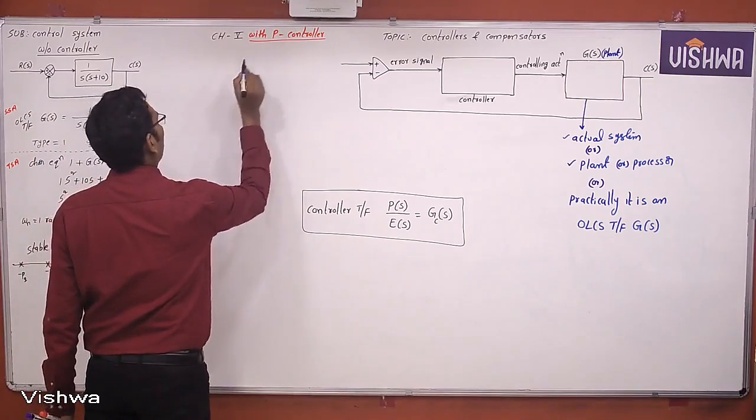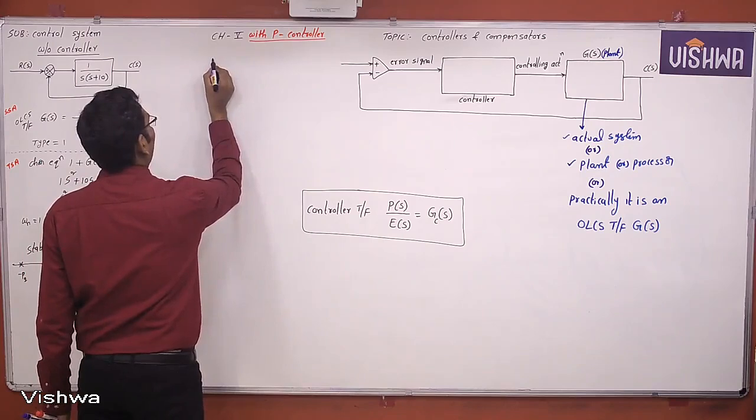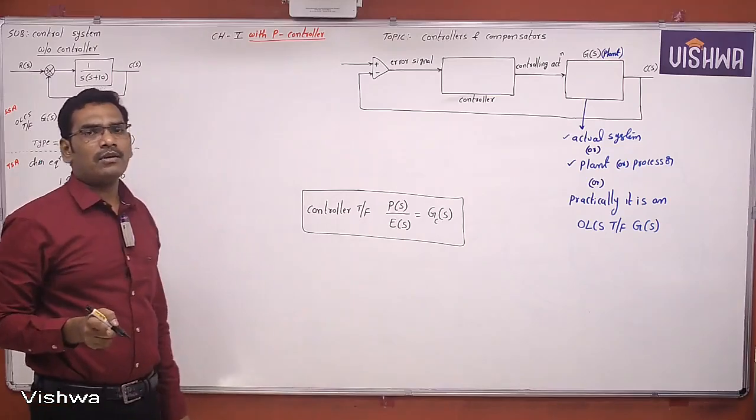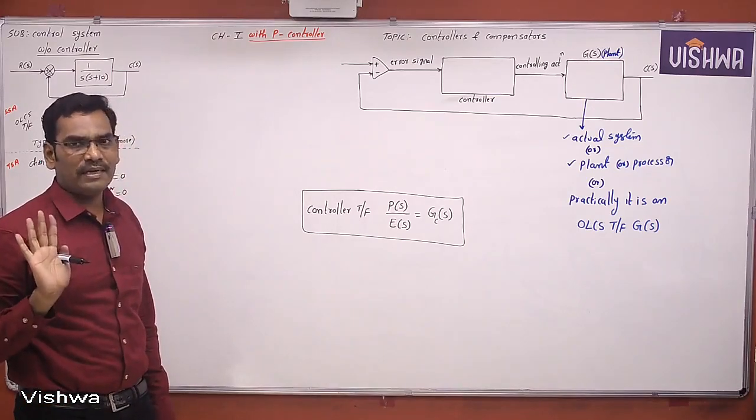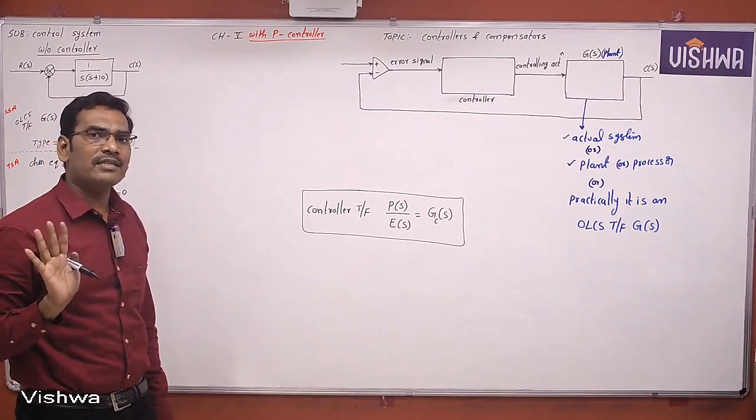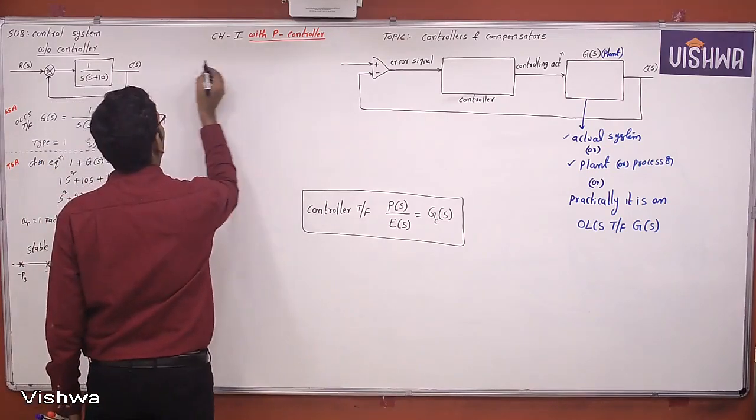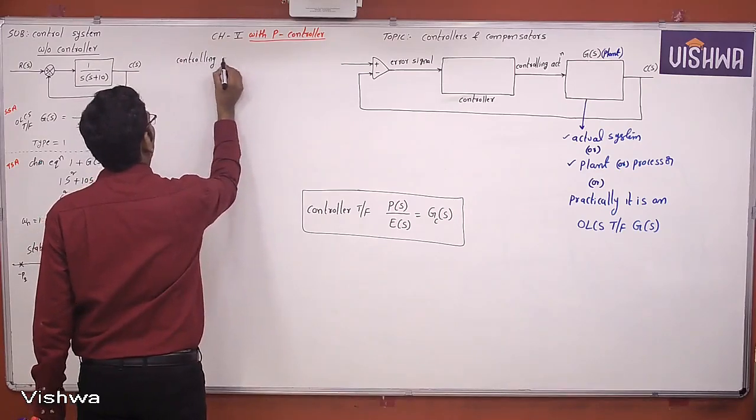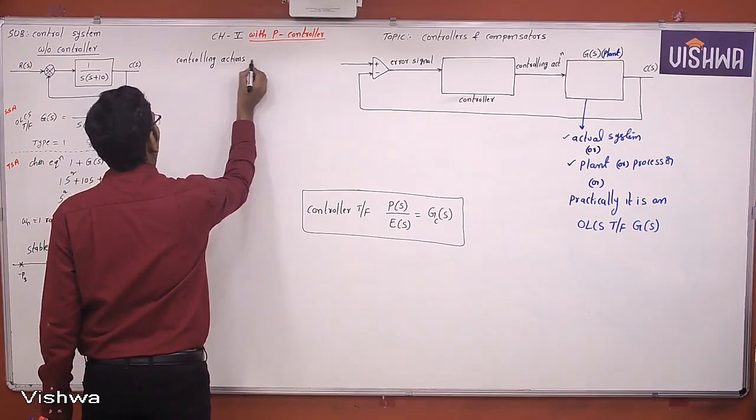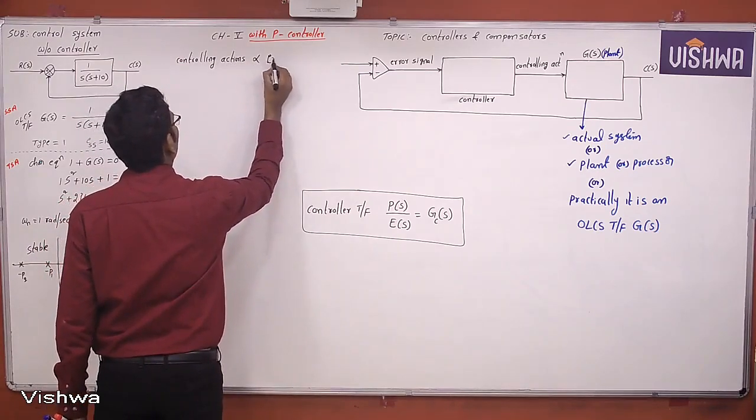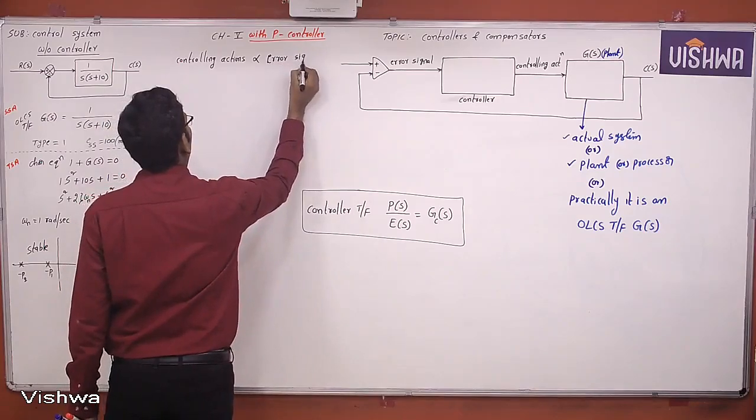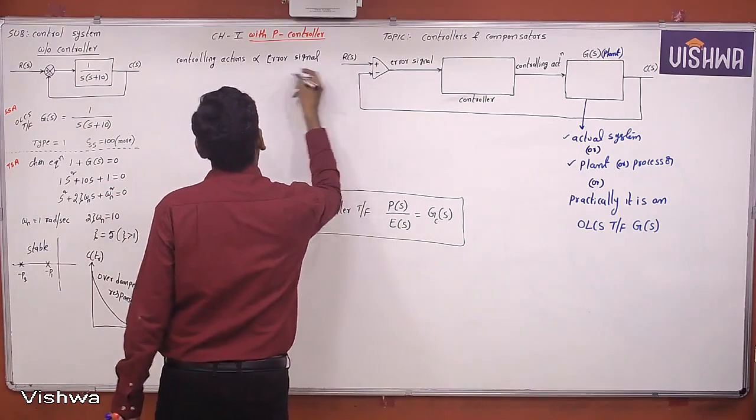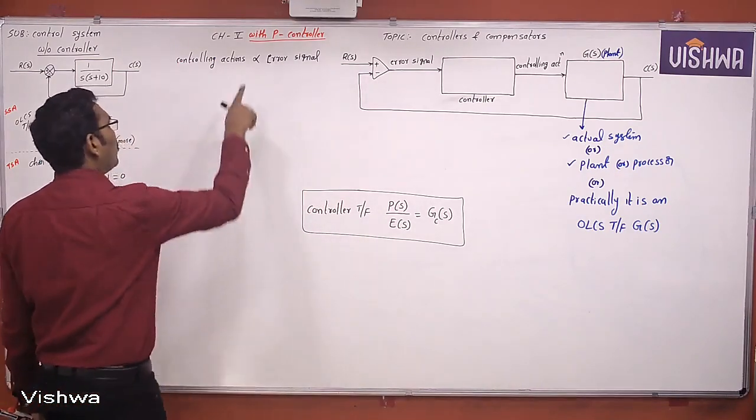The proportional controller is nothing but controlling actions. Why is this called a proportional controller? Any controller whose input is the error signal, its controlling actions depend upon the error signal. So this is the P controller. Controlling actions are directly proportional to the error signal. Therefore, this is called a proportional controller.